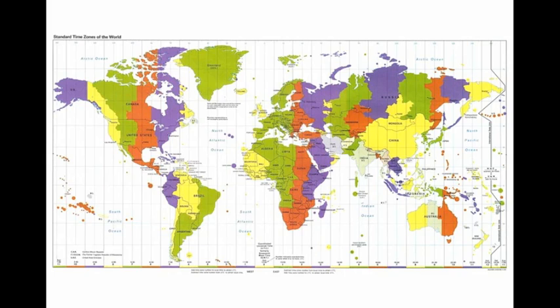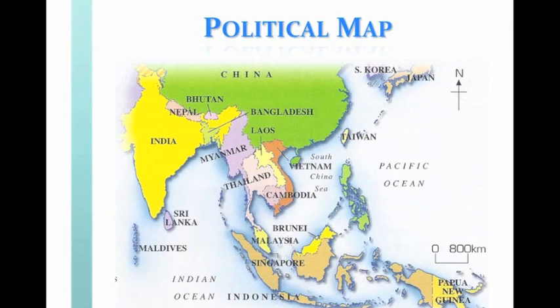Right. Of course, other than world maps, we have other kinds of maps. For example, we have a political map. A political map shows us the countries of the world, their names, boundaries, capitals, and major cities. Here, we have a political map of Southeast Asia.